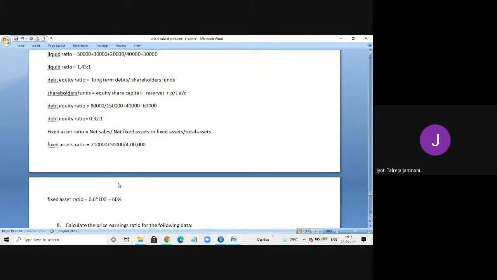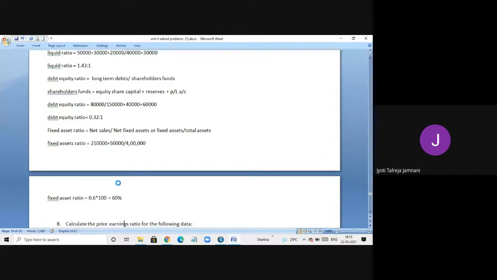Or we can also write it as 0.6 is to 1. That is, for every 1 rupee of total assets, 60 paise is the fixed assets. That way also it can be interpreted. So these are the 5 things that were asked in this particular question. We solved all the 5.